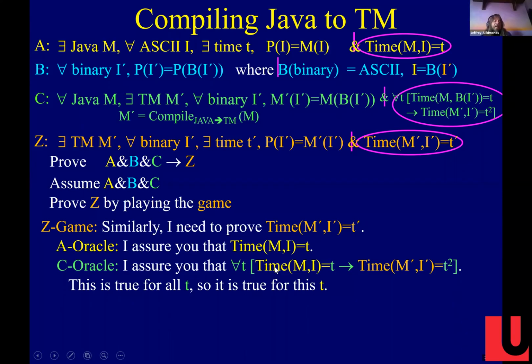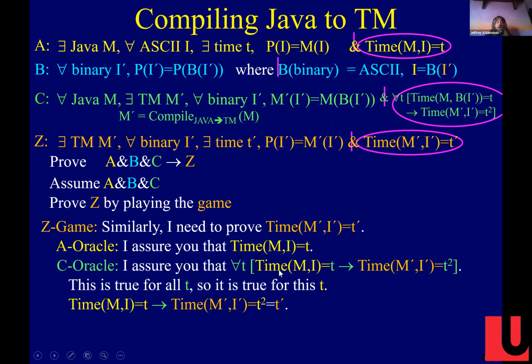All right, let's get back to running time. What do we know about running time? From A and C, we know this and this. And what is our goal? Our goal is to give the running time of the Turing machine on our input. So what do we say?